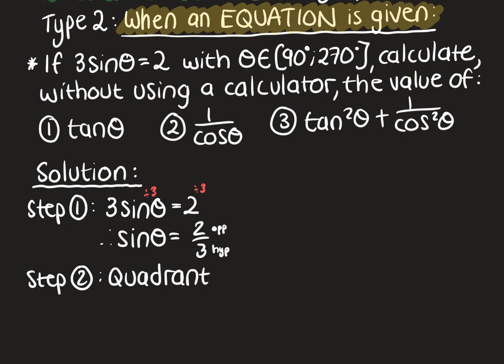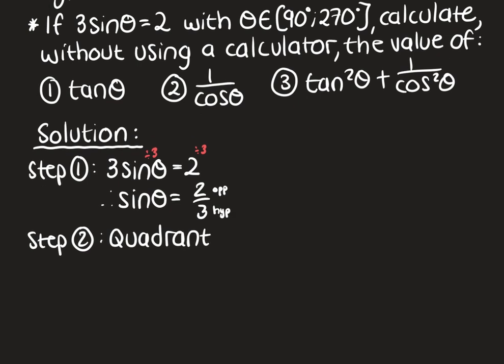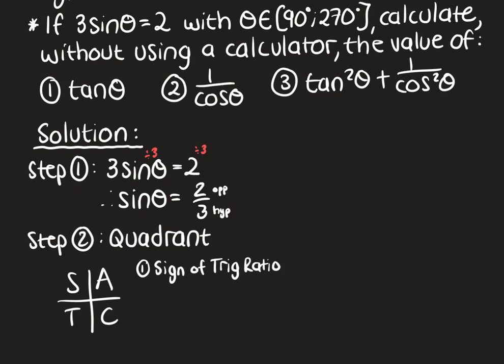So how do we do that? Well, we first start off by drawing a mini CAST diagram, and we take 2 things into consideration. We take into consideration the sign of your trig ratio, and I'm going to highlight that to show you what I'm talking about. And the second thing we take into consideration is the domain or restriction given.